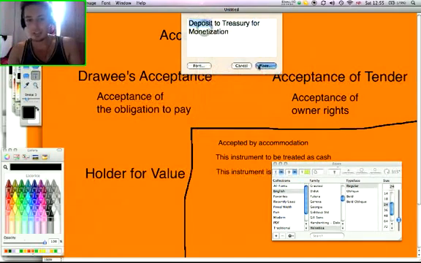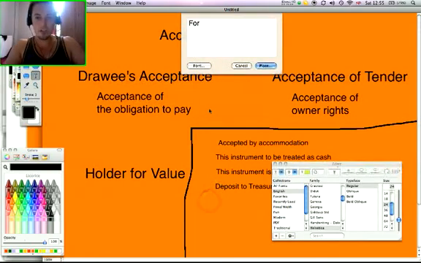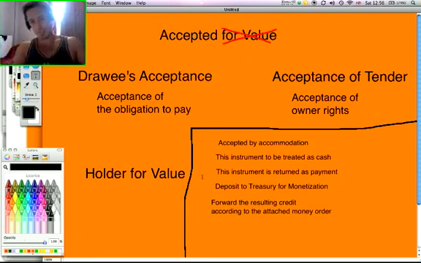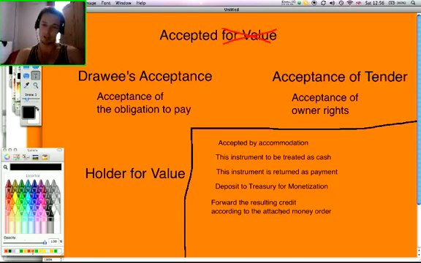Does that make sense? Am I going insane, or does this make sense? Deposit to Treasury for monetization. Forward the resulting credit according to the attached money order. Right? Because if it's a utility company, they can't monetize. Only a bank can monetize an instrument into bank credit. So it needs to go to the Treasury to be ledgered, and then they monetize it, right? That's my understanding anyway. And then the money order, once it's monetized, which means basically turned into public bank credit, forward the resulting credit according to the attached money order, which is the payment instructions to send the credit to whoever needs to receive the money, right? Wire it. Now, I don't see, in my mind, that can all be done. That's nothing to do with prepaid or set off. That's just like ledger this.